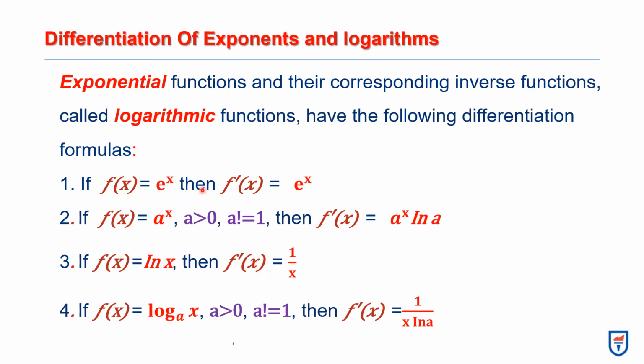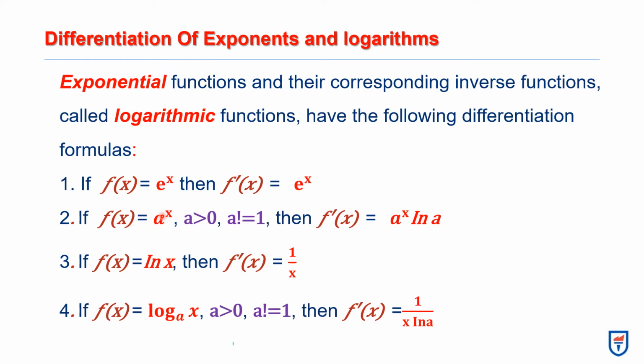That is property 1. Property 2: if we have a function f(x) equal to a constant a to the power x, where a, our constant, is greater than 0 and a is not equal to 1, then the derivative of such a function is equal to a to the power x, times ln a.